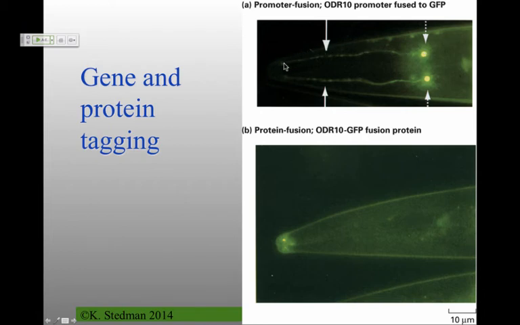So you're getting two different kinds of information from this experiment. Either the protein fusion, which tells you exactly where that protein is, or the promoter fusion, which tells you where it's being made. So there are two different things that you can get out of this.